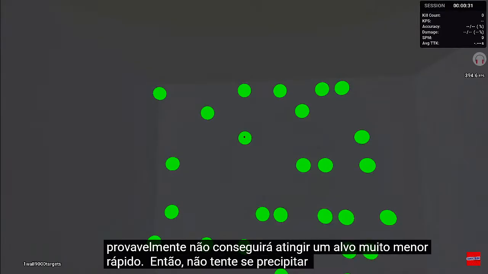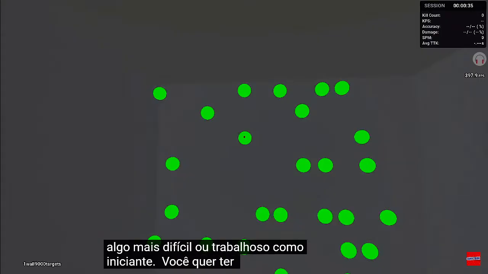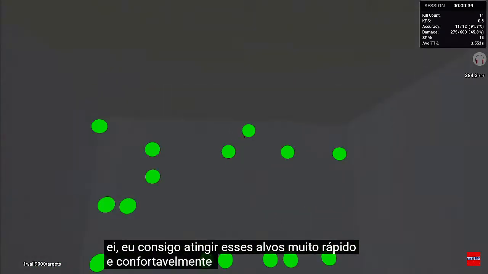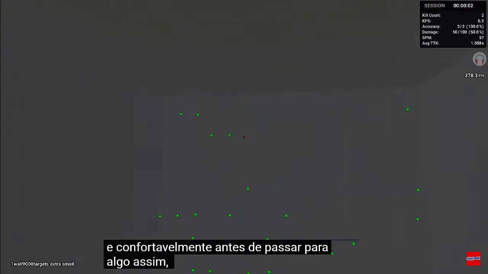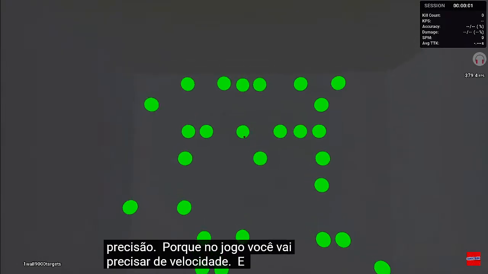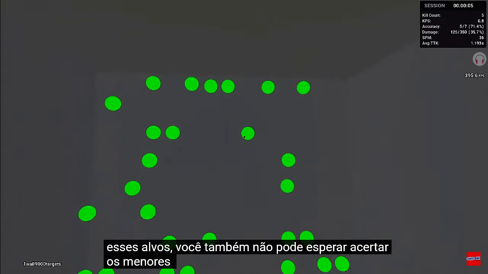So don't try to jump into the most difficult or hardest thing as a beginner. You want to make sure that, hey, I can hit these targets very fast and very comfortably before I move on to something like this, which requires more precision. Because in game, you're going to need speed. And if you can't even hit these targets, you can't expect to hit the smaller ones in game either.